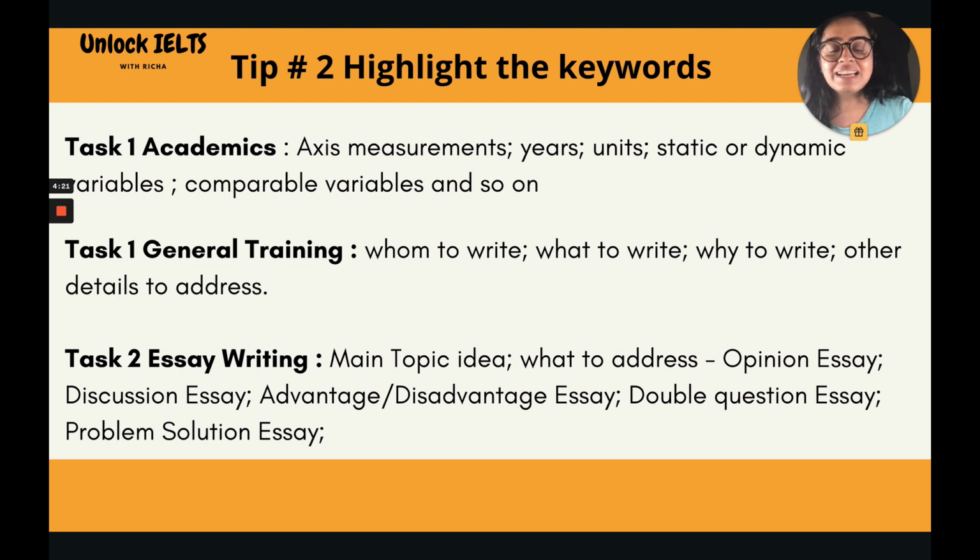Tip number 2 in order to boost your IELTS writing score is always highlight the keywords. For instance, in task 1 academic, these keywords will be your axis measurements in case of the different charts, time period, units, static or dynamic variables if any, comparable variables if any, and so on. In case of task 1 general training, you need to highlight whom you are writing the letter to, why you are writing the letter, what you need to write in the letter, and other details given in the question.